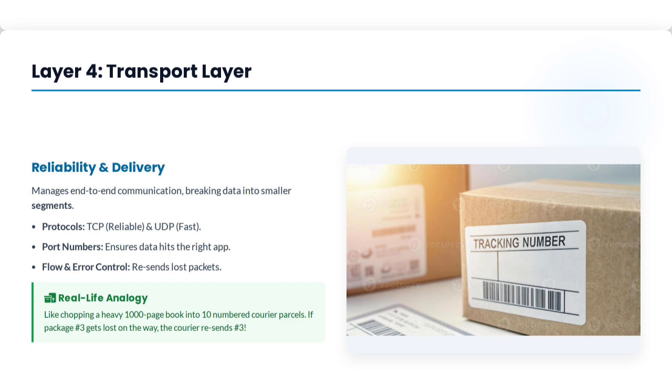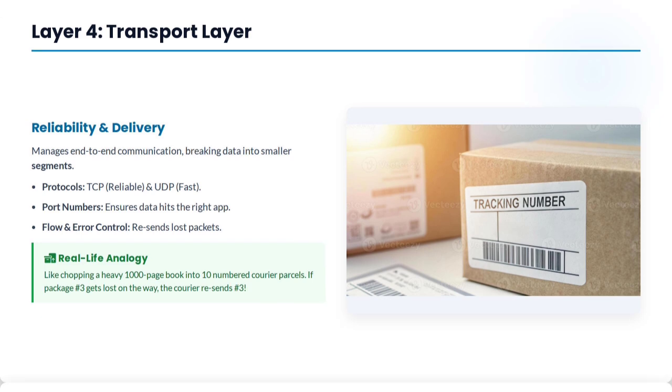Imagine a real life example. Imagine sending a 1000-page textbook by post, chopped into 100 numbered couriers and parcels. If a box gets lost during delivery, the courier company resends only that box.